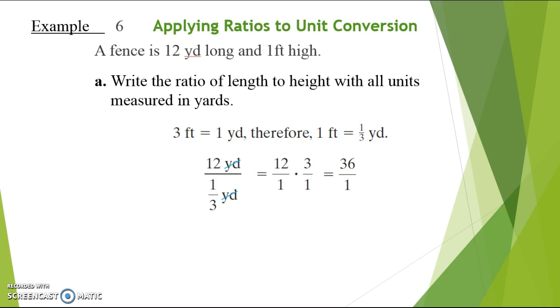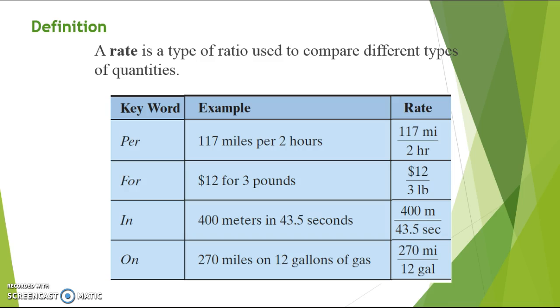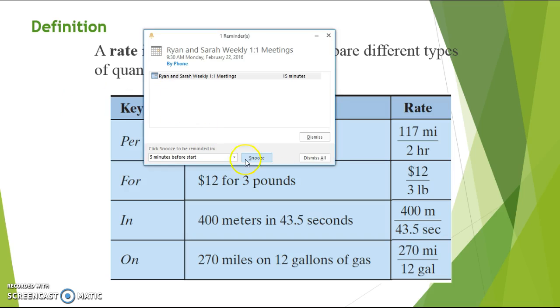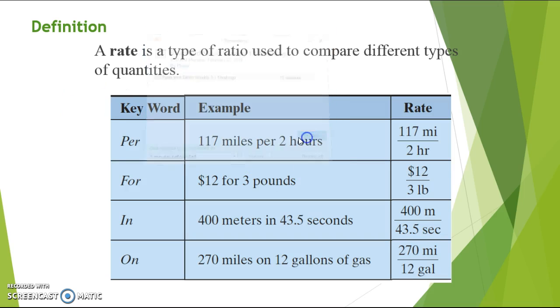They're also going to talk about rates. A rate is another type of ratio that's used to compare different quantities, but typically we have these words that you think of when you think of a rate. So per, like per hour. For, like I said, when you're buying something. In, when we're talking about a time frame. And how far we can go on so many gallons of gas. Those are all things that we think about when we think of a rate. So that's going to be covered as well in this first section.